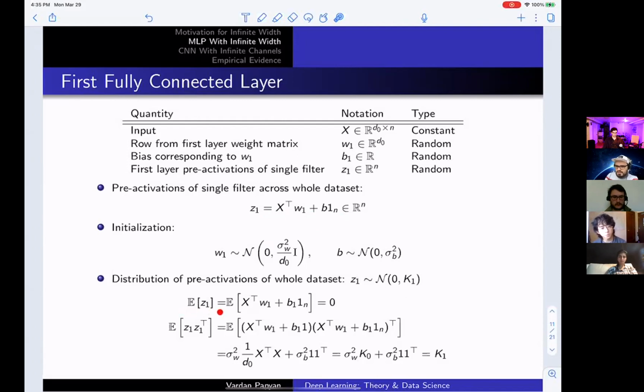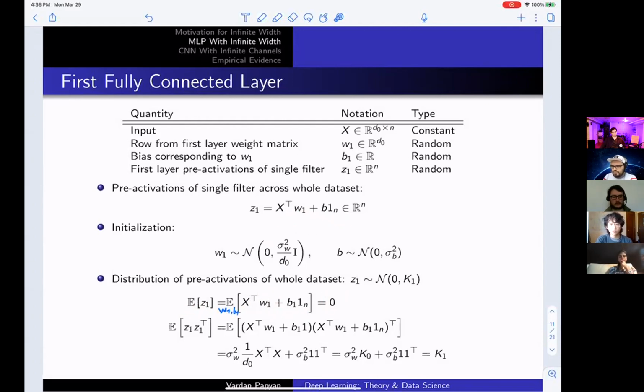So first we calculate the expectation, the mean. The expectation is equal to, we just plug in the definition of Z1. So we get X transpose W1 plus B1 times 1. Do you recognize this? This is basically the same formula as here. Now, I claim that the expectation is 0. Why is it 0? First of all, what are we taking the expectation of? It's over W1 and B1, right? And why is the expectation 0? Because of linearity of expectation. Yes, thank you.